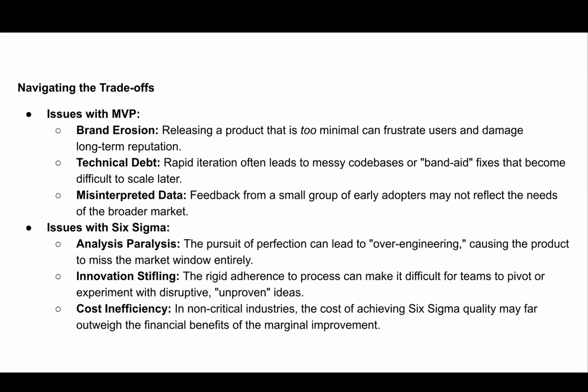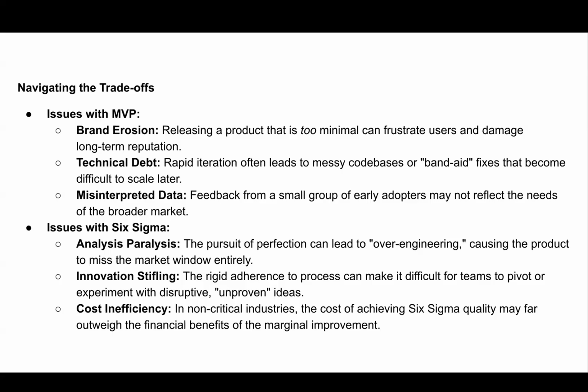And then, of course, we have to be careful because MVP doesn't hit the full marketplace. It's going to be these people who love to be the early adopters. They love to give you the feedback, and maybe the broader marketplace doesn't have that kind of tolerance for variance that you're using here. With Six Sigma, the problem is you can always overanalyze, right?